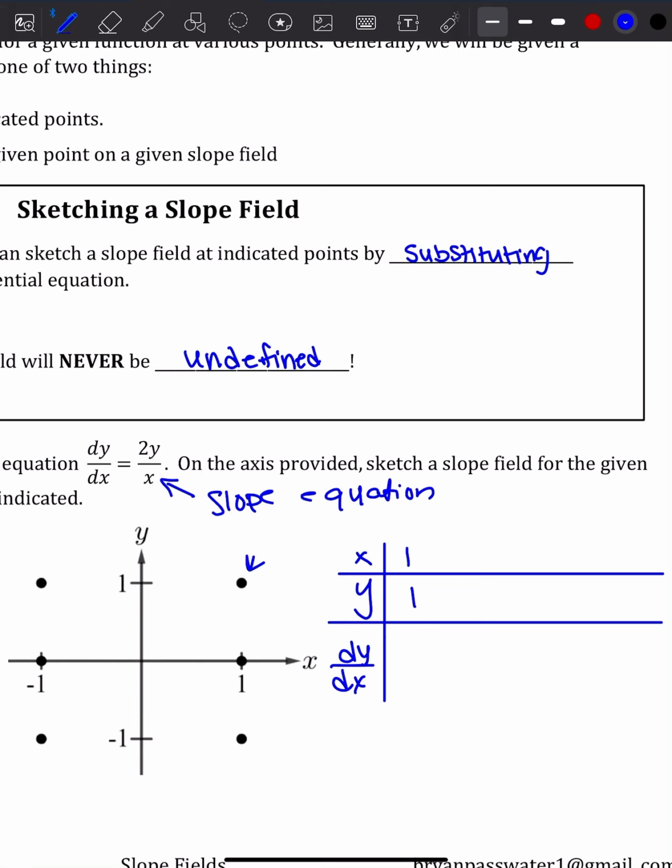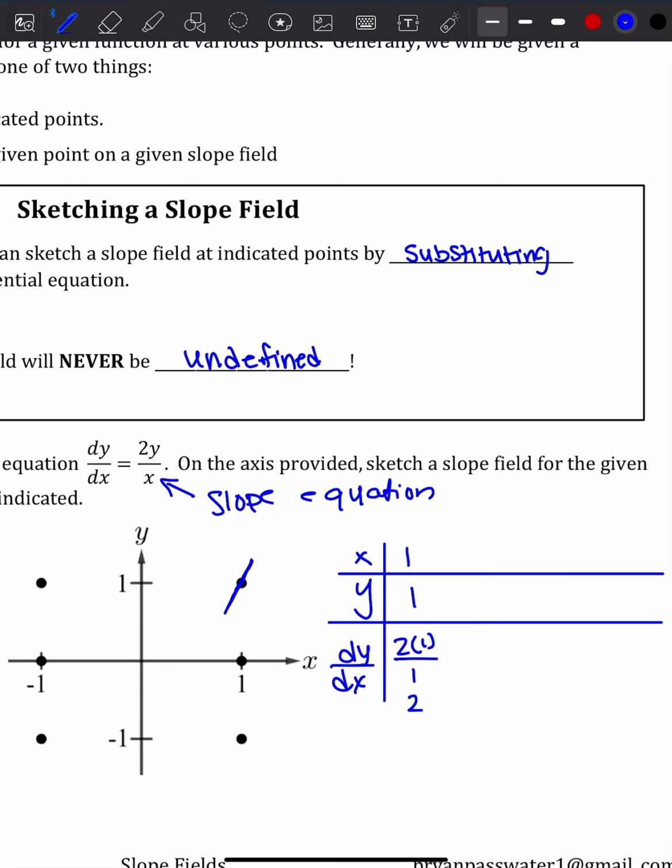And then we're going to find our slope. Our slope equation is 2y over x, so 2 times y divided by x. 2 times 1 is 2, divided by 1 is 2. So I have a slope of 2. I want to try to make this as best a slope of 2 as I can. A slope of 1 would be at the origin. For a slope of 2, we kind of want to be going towards -1.